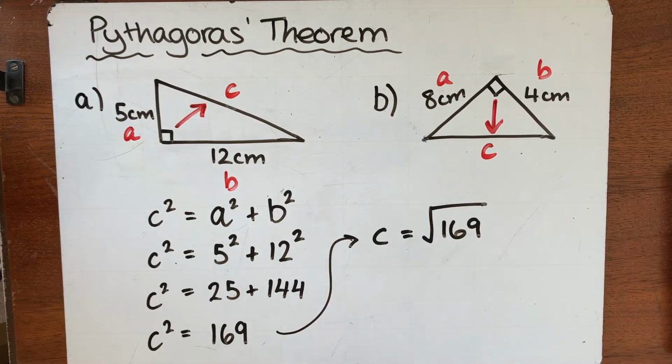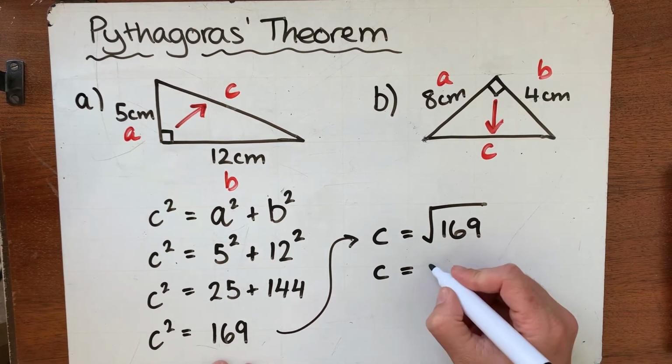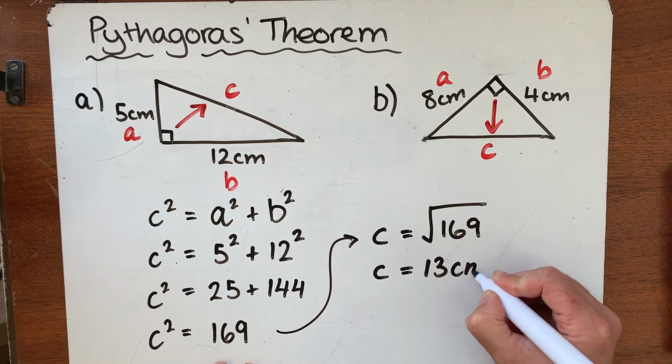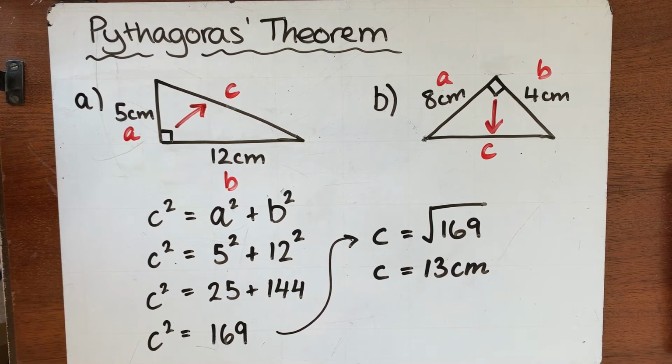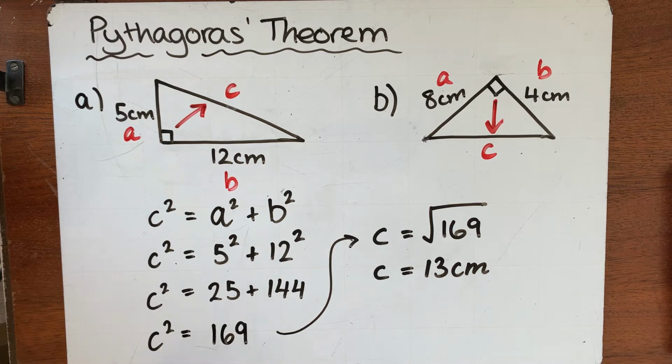We're talking about a length, so only the positive value of the square root, which means we get an answer of 13 centimeters. Okay, square root of 169 being 13. And those are the steps that you're going to be working through for all of these questions. We're taking c squared equal to a squared plus b squared, square it out, add it together, and then square rooting to get your final answer.